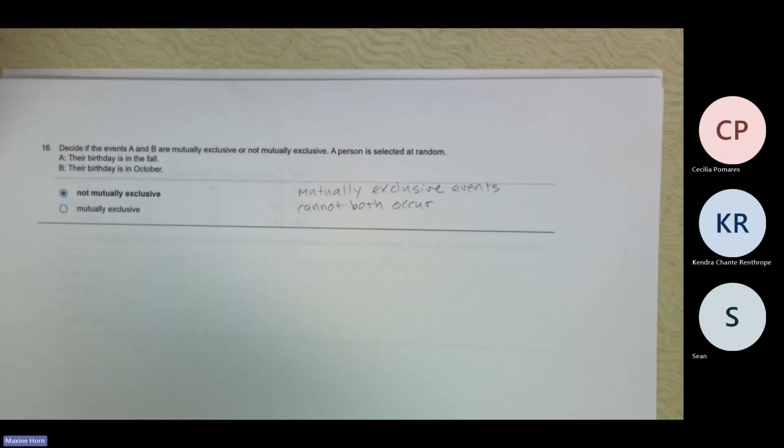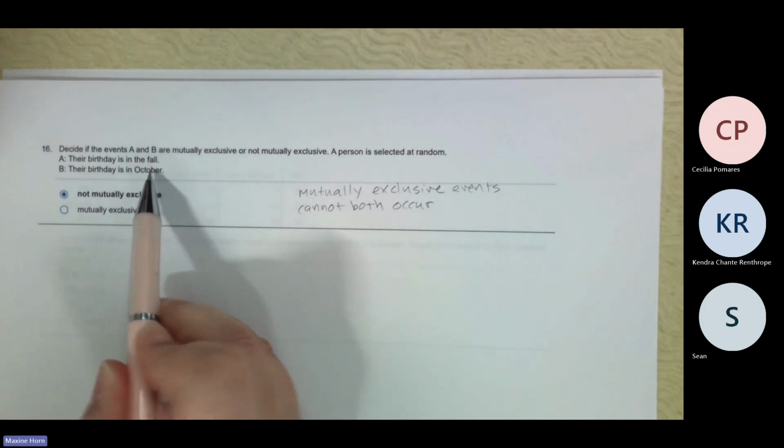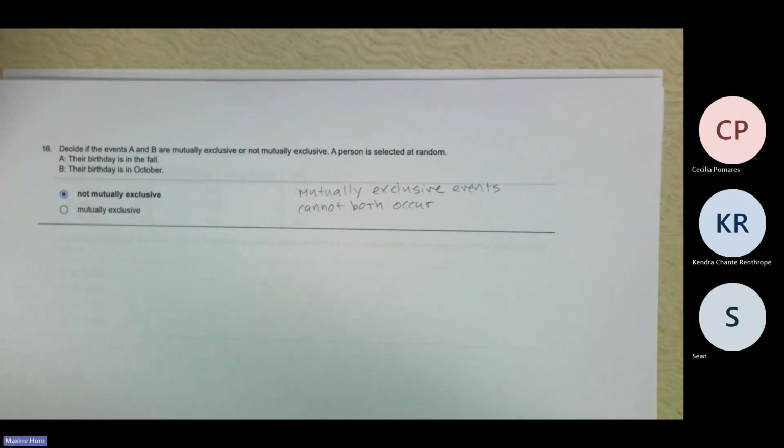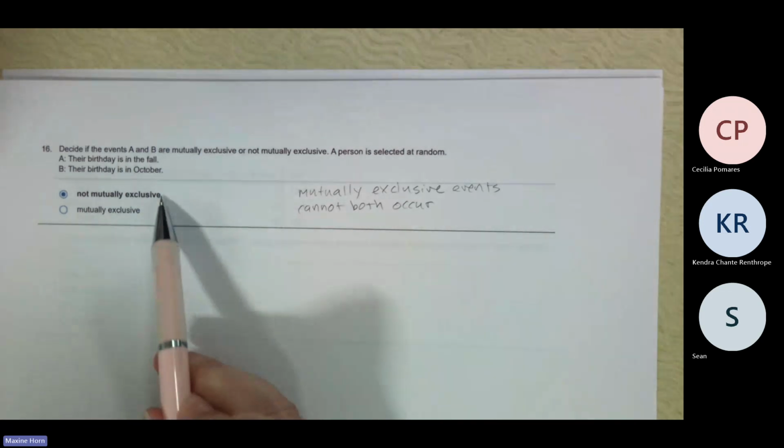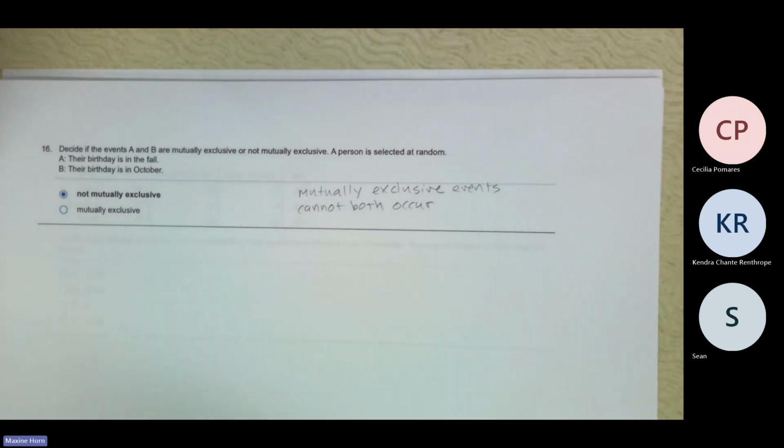So is it possible for both of these events to occur at the same time? Can I have a birthday in October and a birthday in the fall? Yes, because October overlaps with the fall. Now, certainly I can have a birthday that's in fall, but that's not in October, right? Fall starts, what, September 22nd? So I can have something that is in the fall, but that's not in October, but I can have something that overlaps. I am allowed to overlap. So they are not mutually exclusive, because mutually exclusive means you can't overlap. Okay.